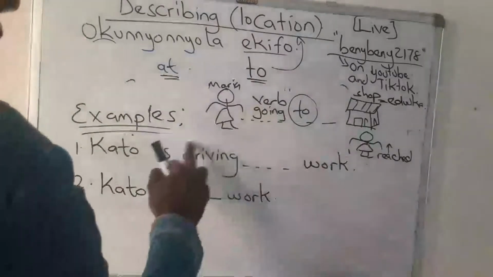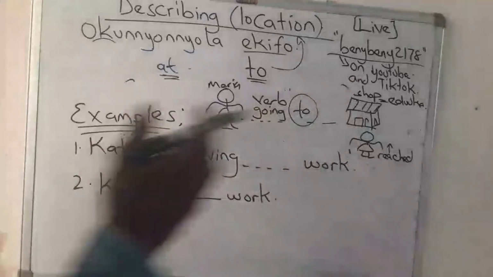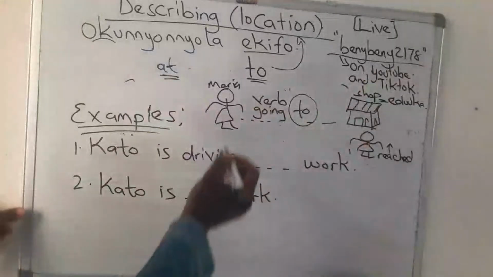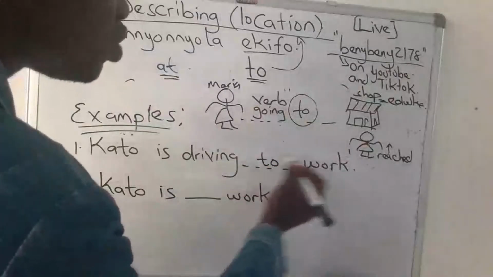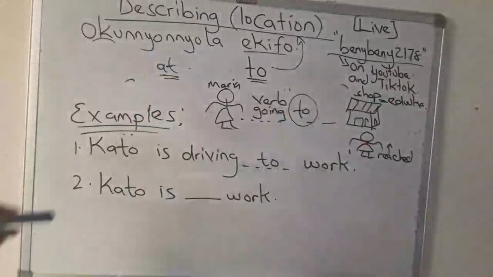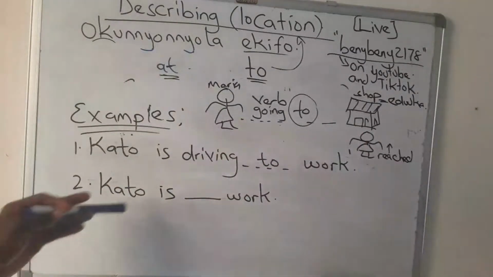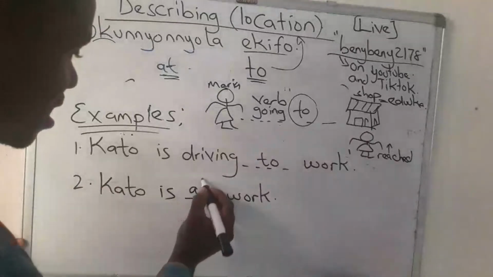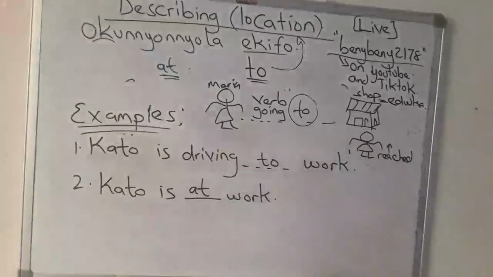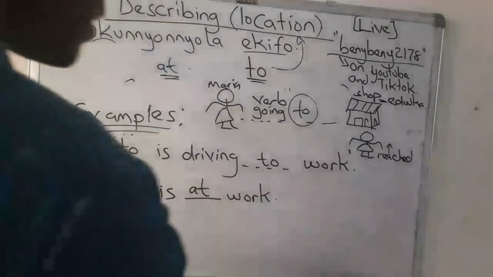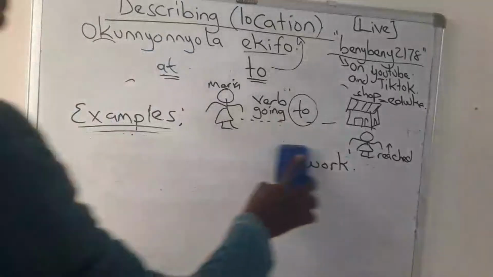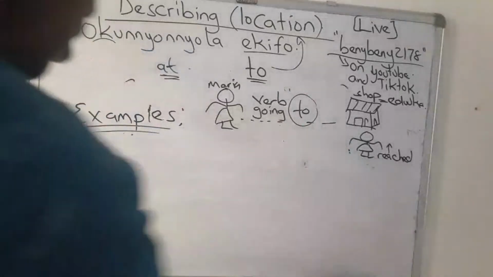Number 1, Kato is driving. He is still driving, he has not arrived. So Kato is driving to work. Good. Then Kato has arrived. Kato is at work. Okay? Those are the answers. Another one. So this is your exercise. Beautiful. So now this is your exercise to try.